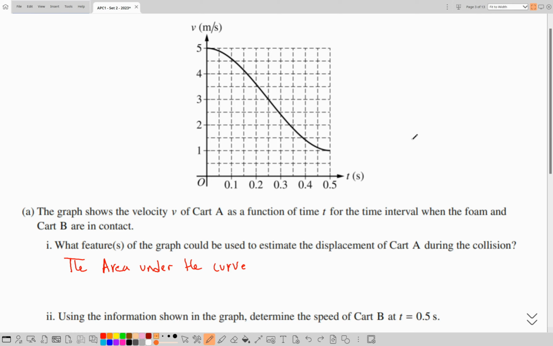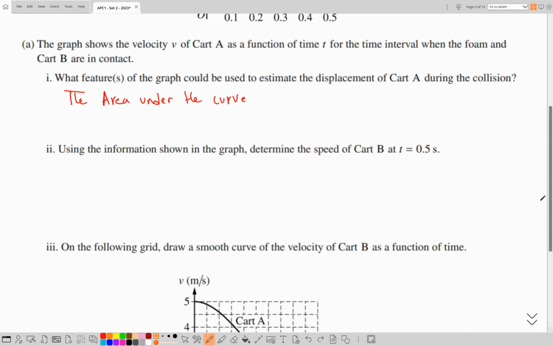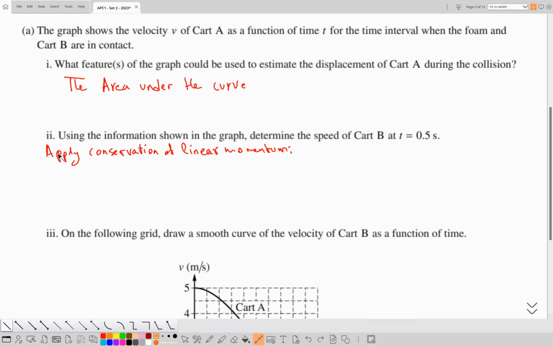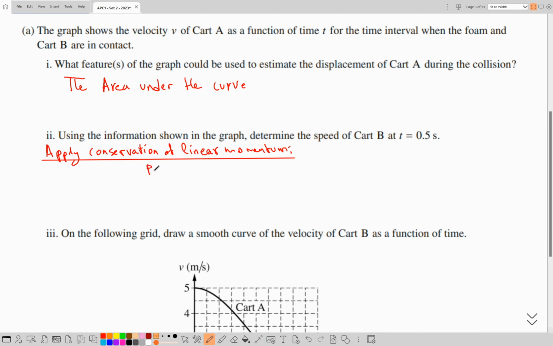And how can we determine the speed of cart B from cart A? This is done using conservation of momentum because they will collide. And because this is a big law, we need to mention: apply conservation of linear momentum, which states that the initial linear momentum of the system is equal to the final linear momentum of the system.